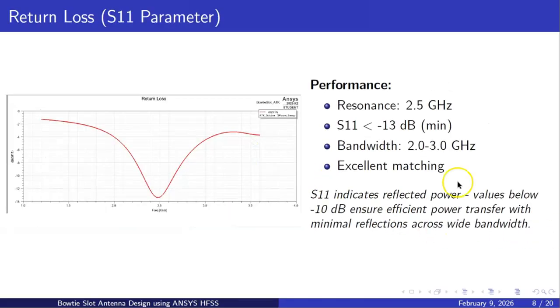The return loss or S11 parameter shows resonance at 2.5 GHz with values below minus 13 dB at the minimum. The antenna maintains excellent impedance matching across a wide bandwidth from 2 to 3 GHz. S11 indicates reflected power, and values below minus 10 dB ensure efficient power transfer with minimal reflections.